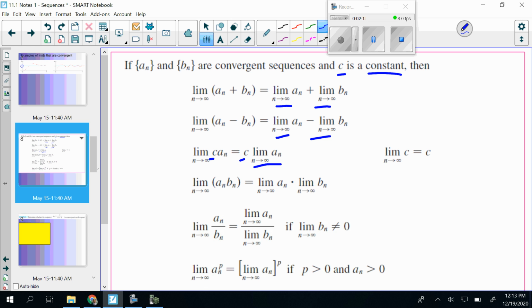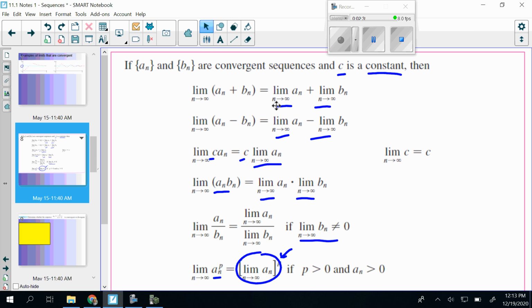Multiplying holds the same as adding and subtracting. If you multiply these two, that's the same as both the limits multiplied together. Division, same thing. It's just that the bottom limit can't equal 0, so we don't have dividing by 0 going on. If you do a power, same thing. If you take the limit of this sequence to a power, that's the same as the limit of that sequence to that same power. So these are all properties that we can use when evaluating.